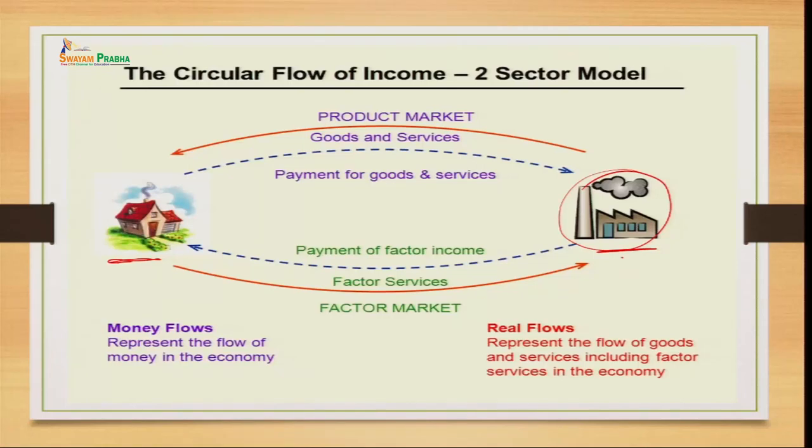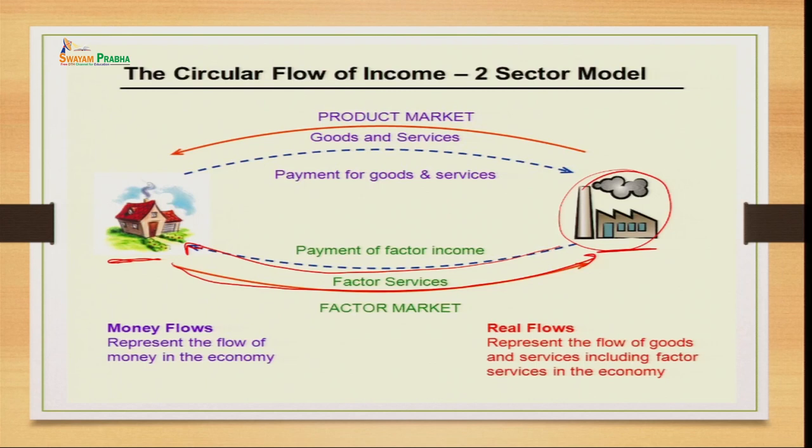So you can see the factor services are moving from households toward the firm. These are the factor services which we provide to the firms for the production of goods and services in the form of land, labor, capital, entrepreneur, right? And for the services provided to the firms, we receive the payment of factor income, right? If we have provided land, we receive rent on it. If we give capital, we receive interest on it. If we provide entrepreneurship, we get profit.